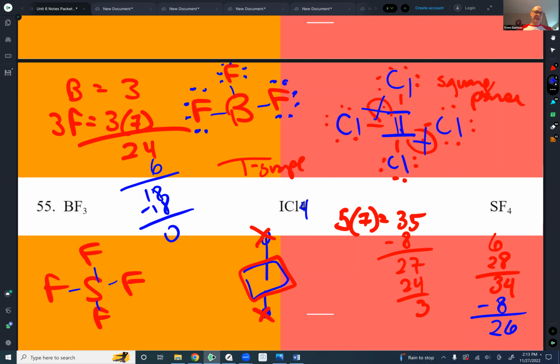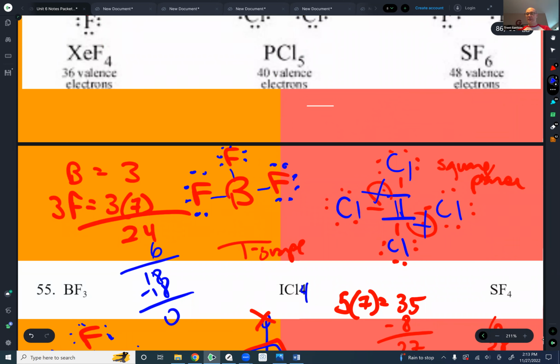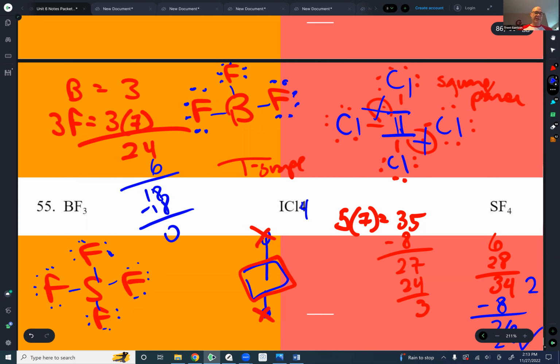So now that I have 26, I'm going to put in the extra electrons for each of the fluorines. And whoops, I put one too many there. And so what we end up with is 6 times 4 is 24, minus 24. And what we have are 2 extra electrons. So where are we going to put those 2 extra electrons? They go around the center atom, around that S. So that means I have 5 ligands. That means this is a trigonal bipyramidal. So it's the triangle shape with atoms coming out of the top and bottom.